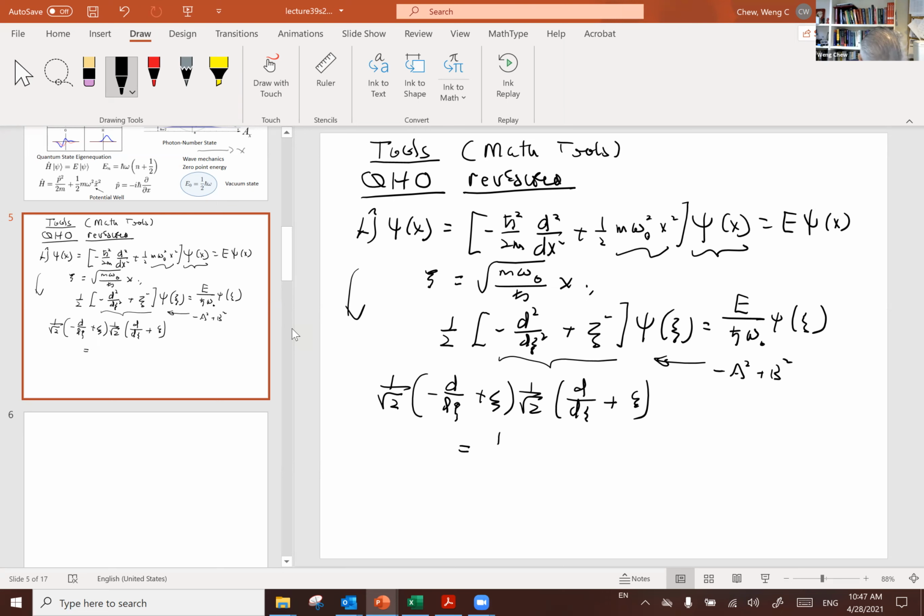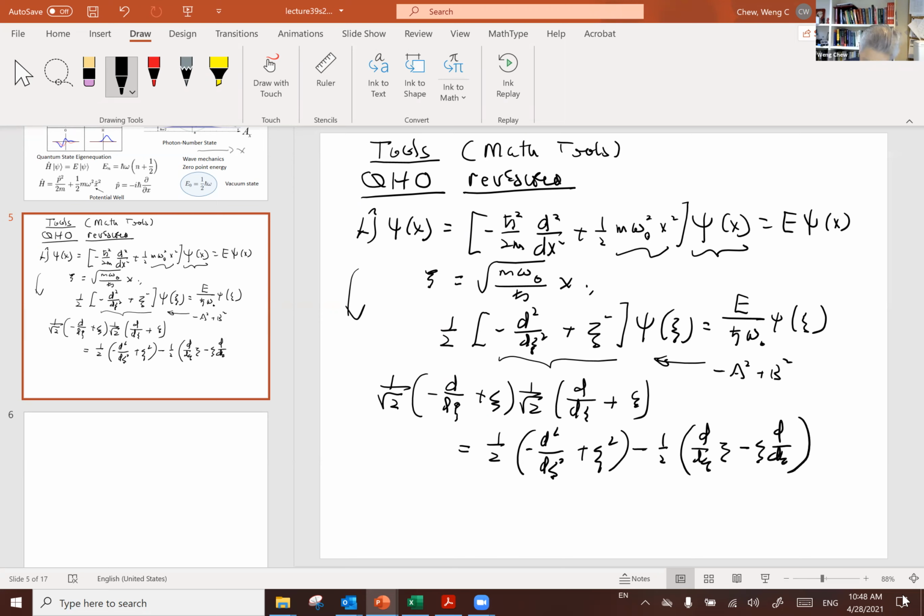So you will find that you get this term that you wanted, plus this xi squared, but there's an extra term that looks like this, because when you multiply these two terms together, there are altogether 4 terms. The extra term comes out to be d/dxi times xi minus xi times d/dxi. However, you can show that this extra term, when you let it operate on any function of xi, always gives you back the function of xi.